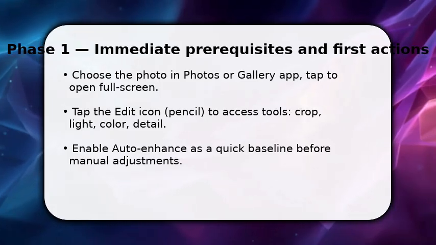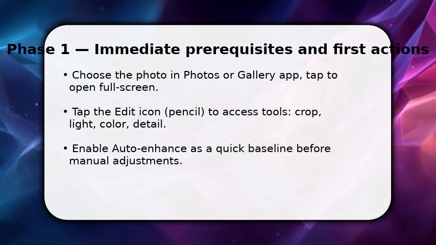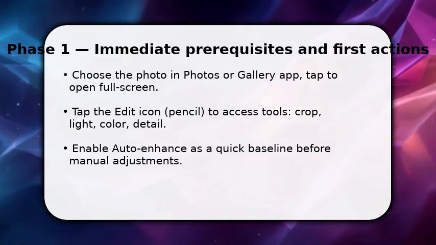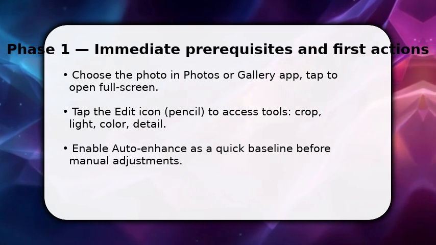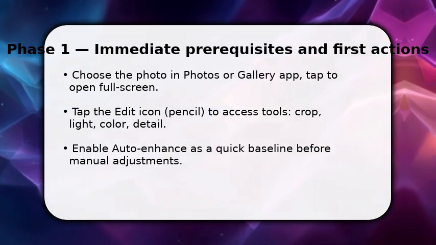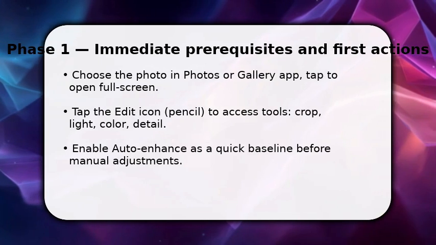You start by opening the photo in your gallery or Google Photos app and tapping the Edit pencil. This gets you straight into Tools. Once done, make sure Auto Enhance runs as a reference so you see what baseline changes it suggests.